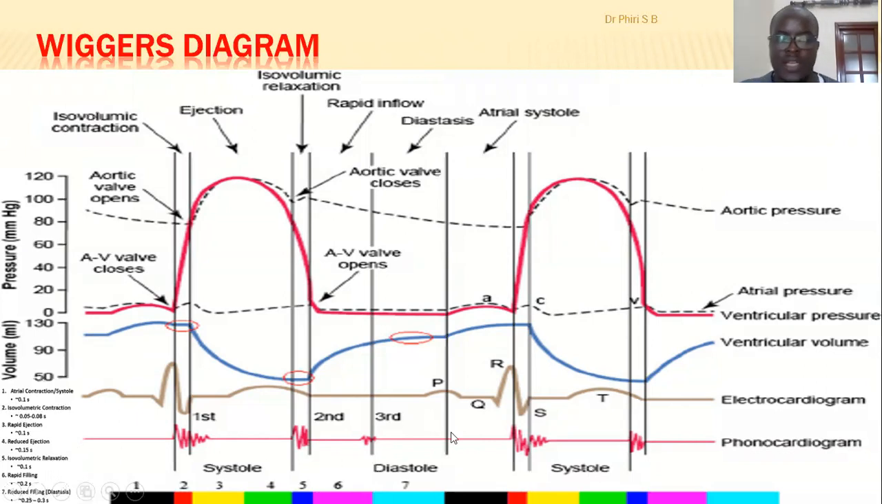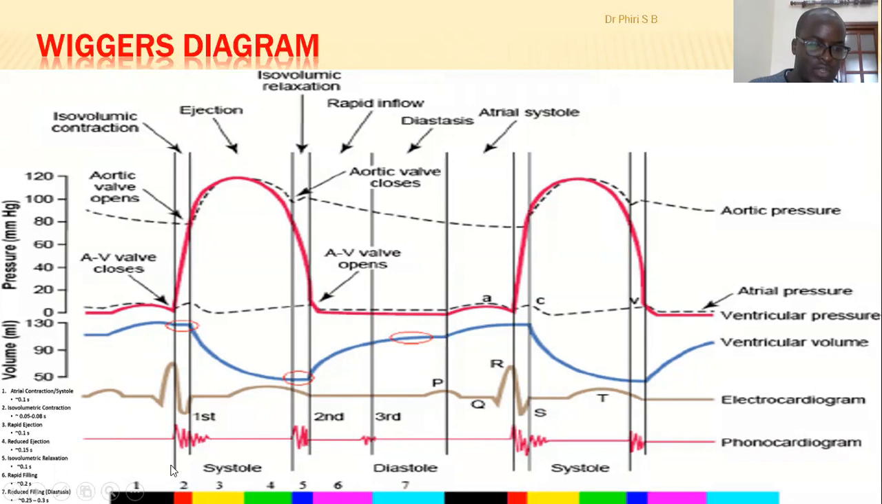So down here you have time that is represented by the cardiac cycle. Then on the y-axis, you have aortic pressure, arterial pressure, ventricular pressure, then ventricular volume, the electrocardiogram, and the phonocardiogram. The phonocardiogram is looking at the heart sounds. So let's look at the atria and the ventricles from the start all the way to another heartbeat.